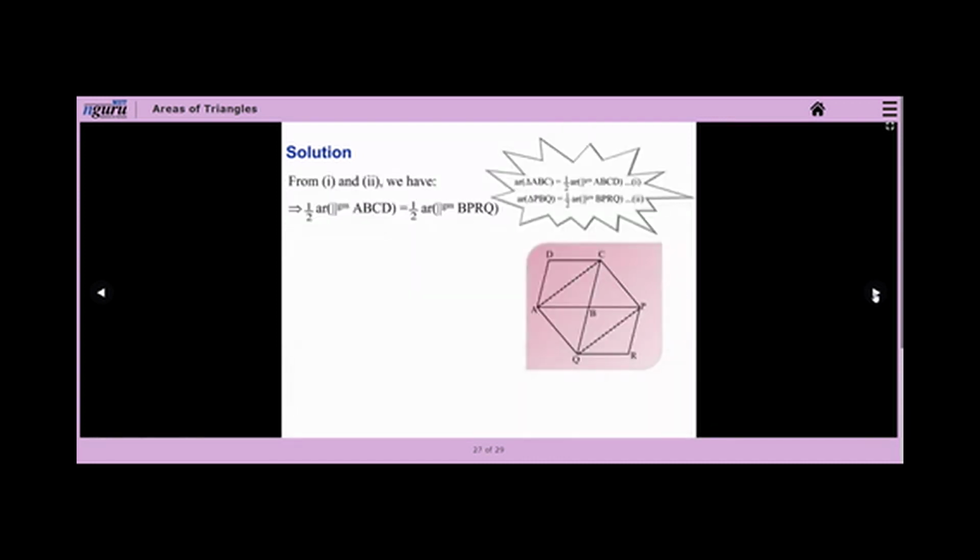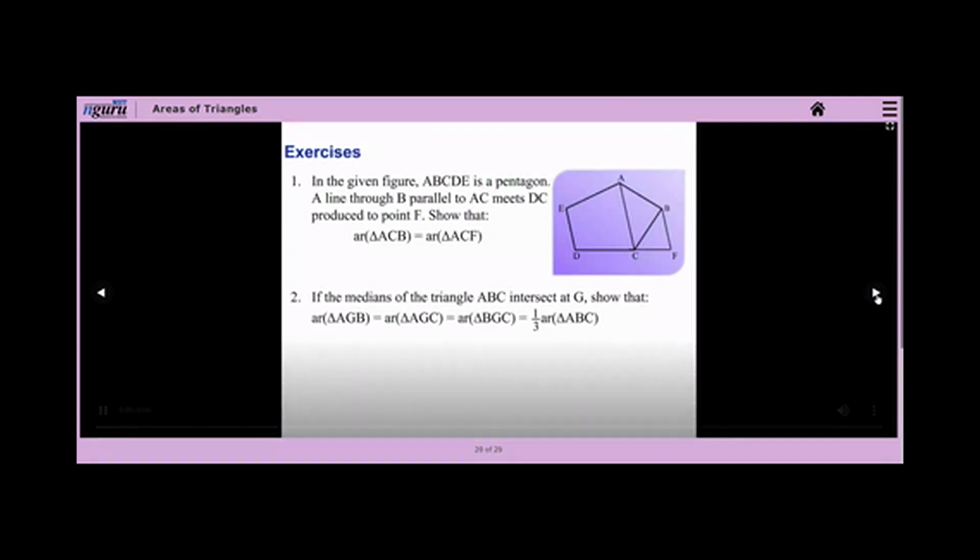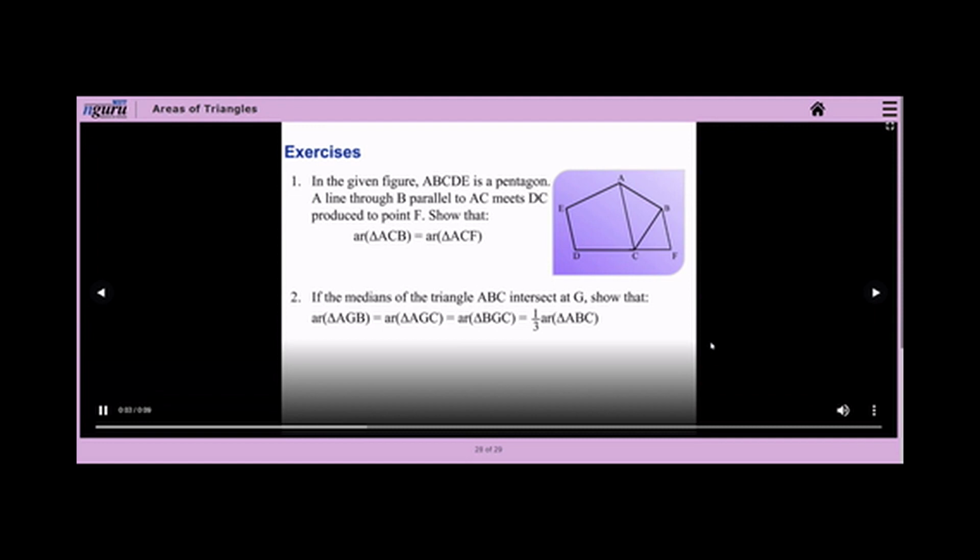From equations 1 and 2, we get that half the area of the parallelogram ABCD is equal to half the area of the parallelogram BPRQ. Hence, the area of the parallelogram ABCD is equal to the area of the parallelogram BPRQ. Now, try these questions and check their answers on the next page.